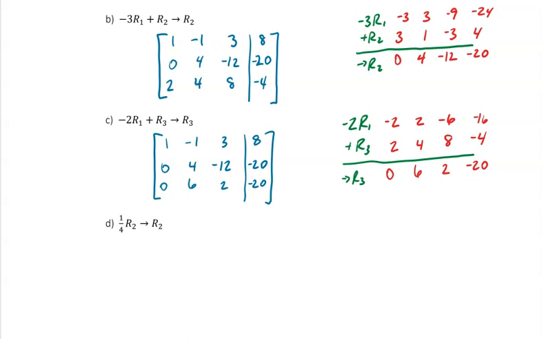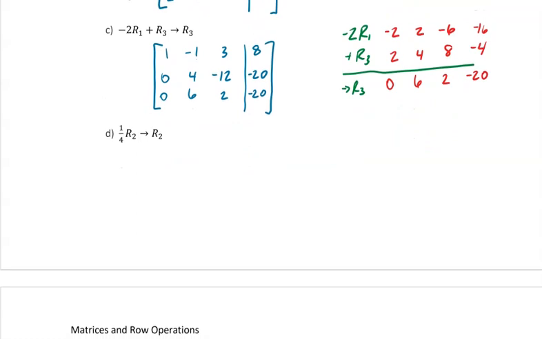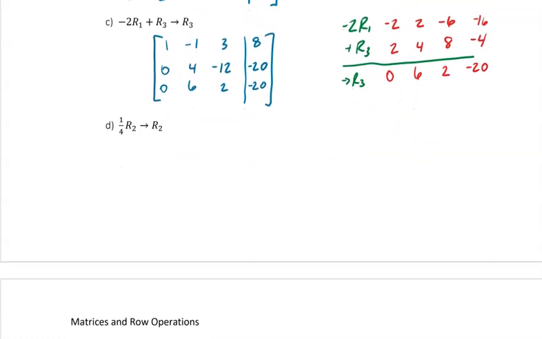All right, last one. Again, using the same idea of using the last answer as our starting point, we're going to do 1/4 row 2 will replace row 2. Again, anytime you see this one, it's nice and easy because all you have to do is multiply row 2, all of them, by 1/4.